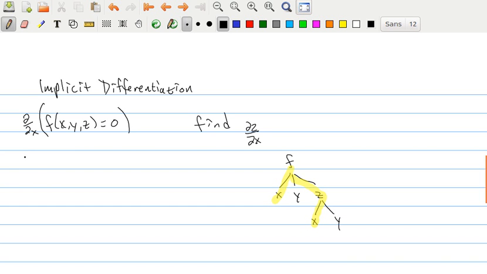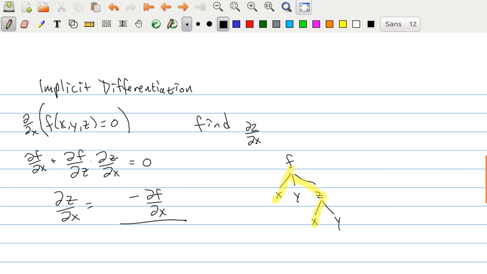So this gives us the partial of f with respect to x as our first term, that was along just the first branch, plus the partial of f with respect to z times the partial of z with respect to x along the second branch, and this equals 0. Now, what we're looking for is dz/dx. So we just solve the equation for dz/dx, and we move this term to the other side, so we get negative df/dx divided by df/dz.